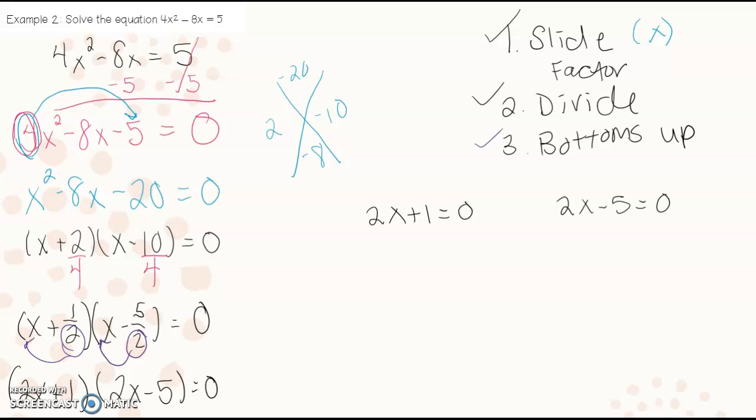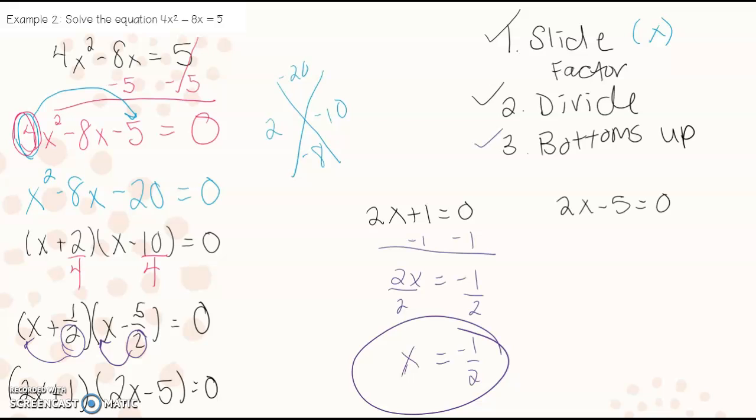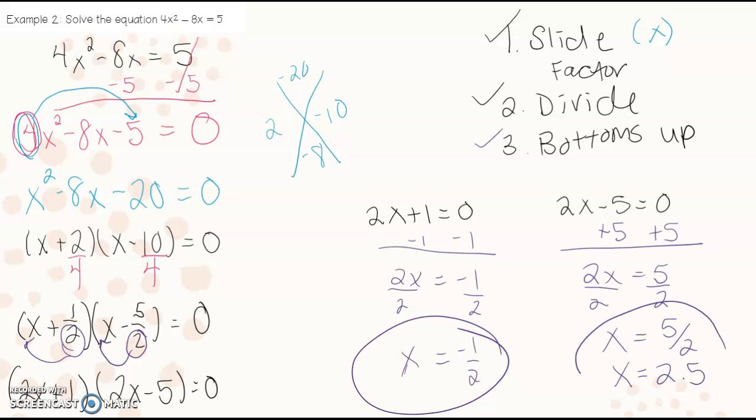and solve. So in this equation, I'm going to subtract 1 first to get 2x equals -1 and divide by 2. So x will equal -1/2. The second one, I'm going to start by adding 5, divide by 2, and x will equal 5/2, or if you want to simplify that, you could just simplify that to 2.5. So your two x-intercepts, your two solutions, are -1/2 and 2.5.